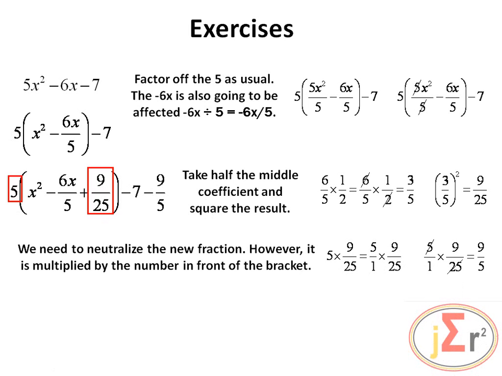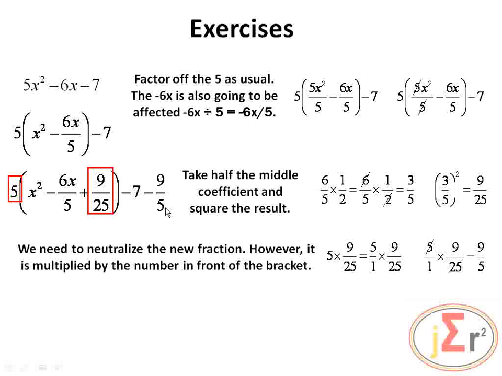So we are going to multiply that 9 over 5 by the 5 that is in front of the bracket. Why do we do that? Because the 5 that is in front of the bracket has to multiply every single term inside the bracket. And then we'll know the overall contribution of that fraction, or the effect of it. The effect of it is just 9 over 5, so we subtract 9 over 5.